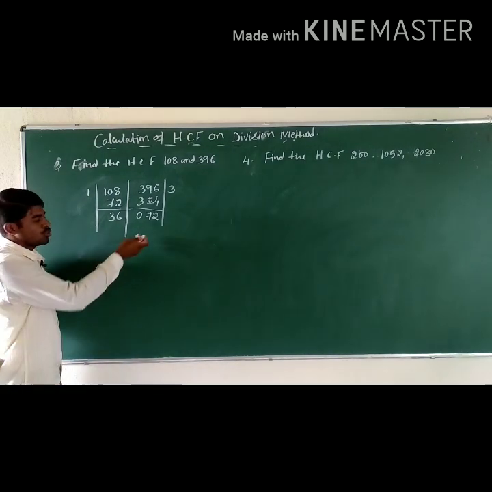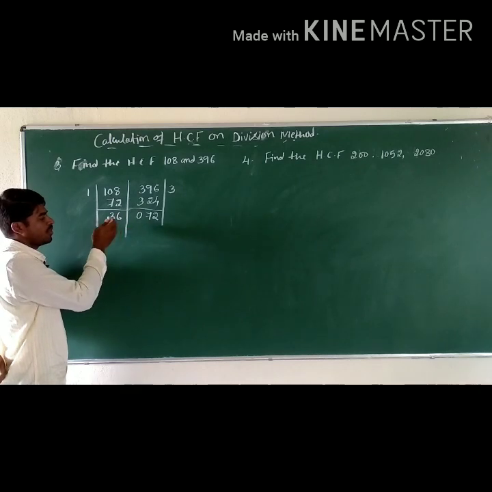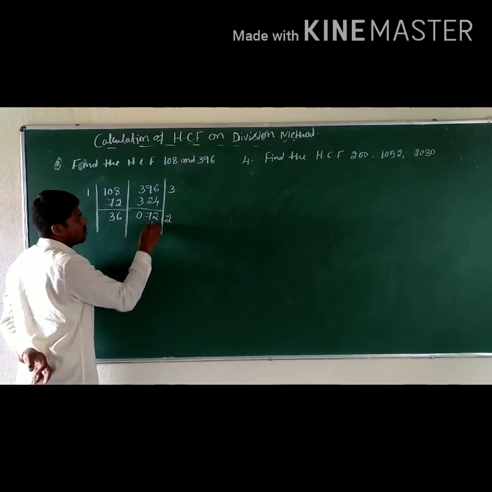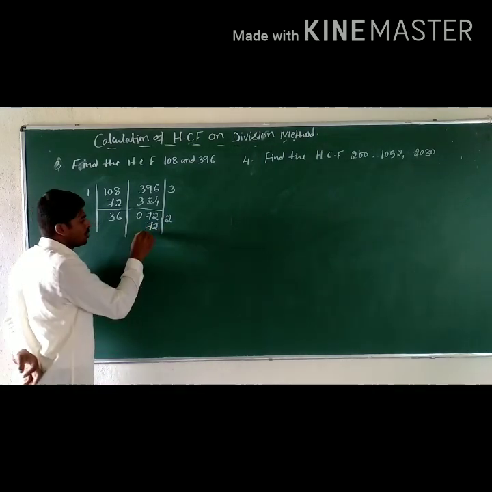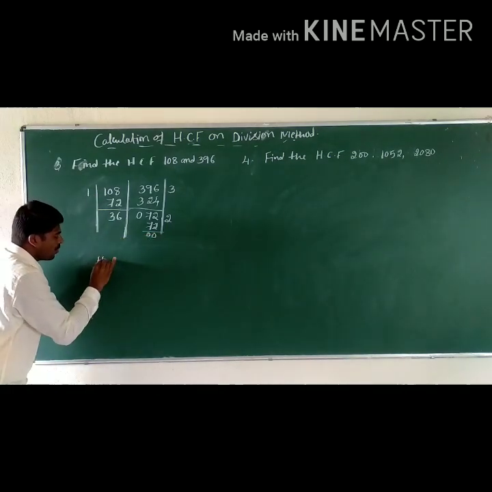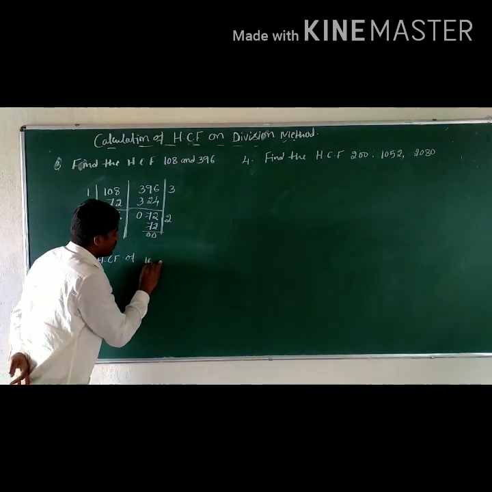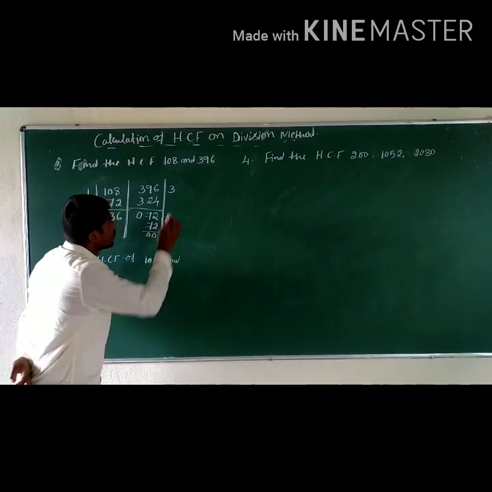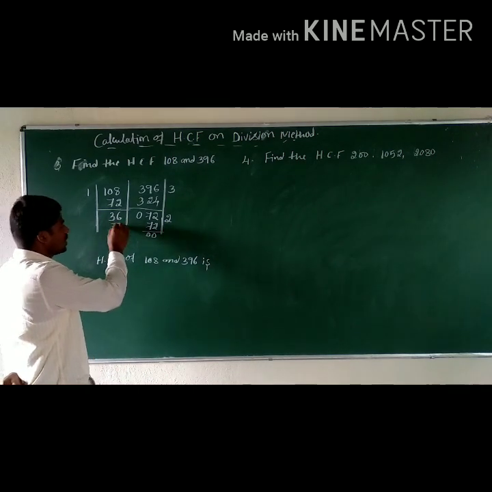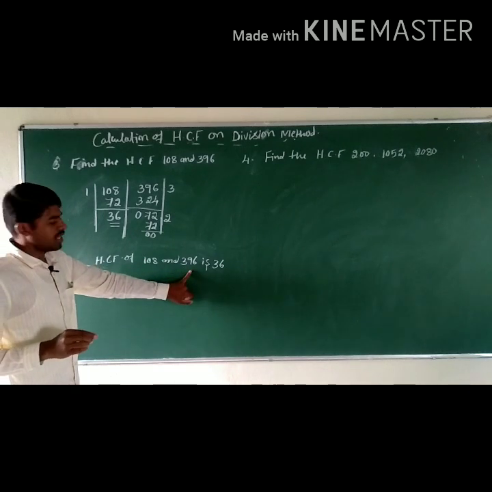Now compare it. We should get the lowest value here. Look, the lowest value is 36, the highest value is 72. With the help of the lowest value, we are going to divide the highest value. 36 twos are 72. Now 72 minus 72, we get 0. Now the HCF of 108 and 396: the balancing figure is 36. This 36 is the HCF of 108 and 396.